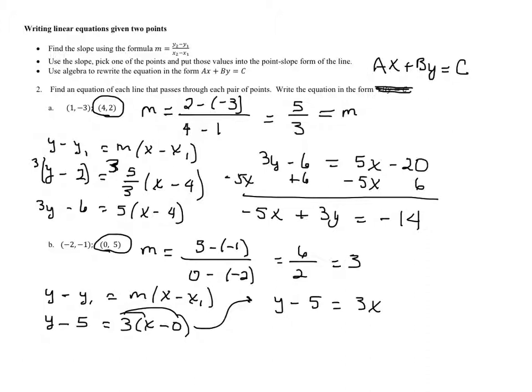And now I'm just going to move everything around because they want it in this general form right here. So it's going to be negative 3x plus y. Bring the negative 5 over as a regular 5. There it is. Let me just erase that x and make it cuter. There you go.